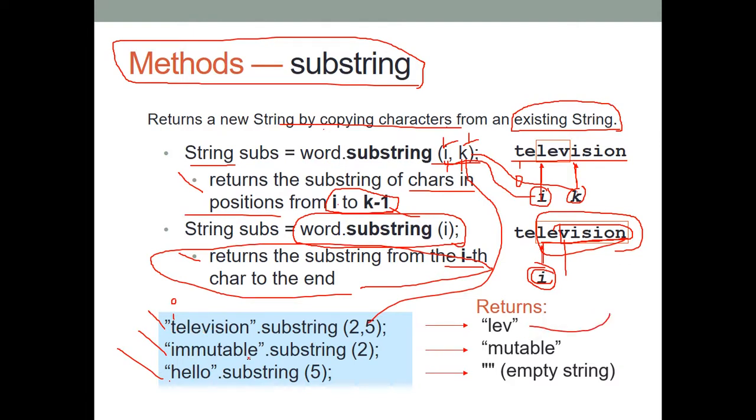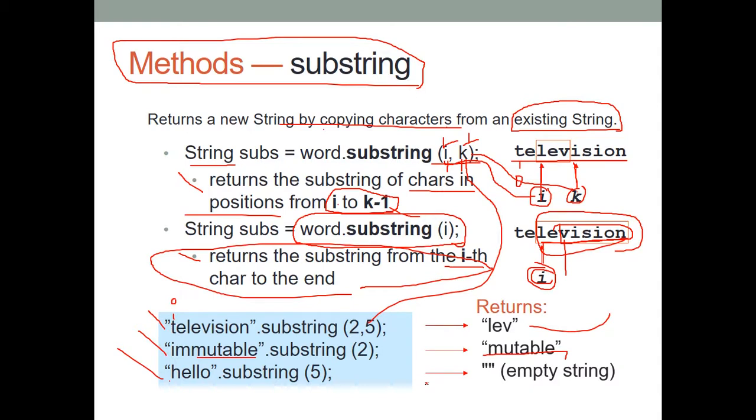Now, strings are immutable. If you give 2 only, it gives you everything from 2 to the ending point. For hello.substring(5), indexes are 0, 1, 2, 3, 4, and 5 is not available, so it will give you an ArrayIndexOutOfBounds exception.